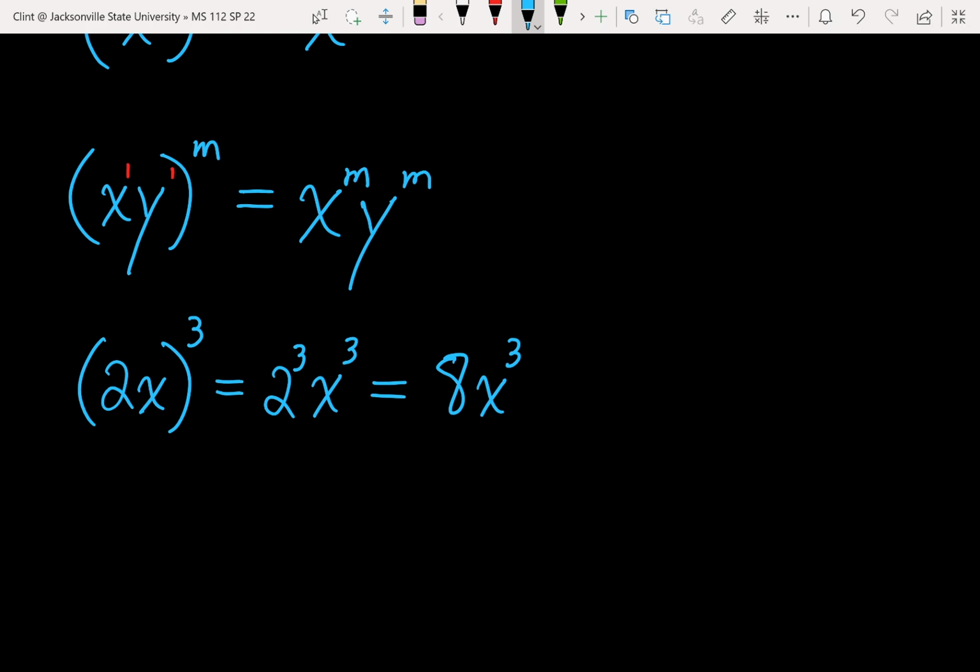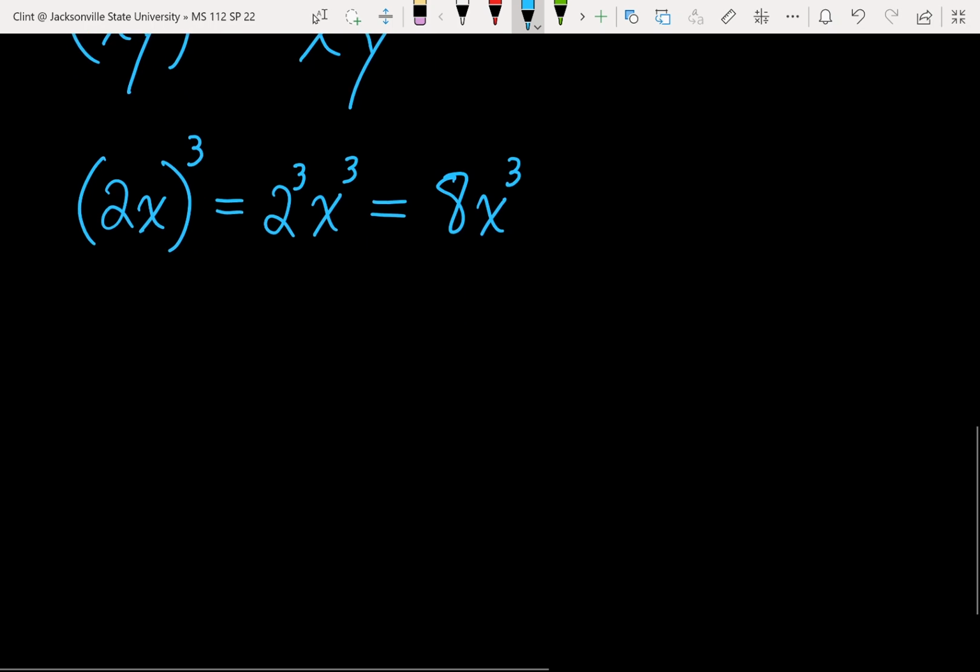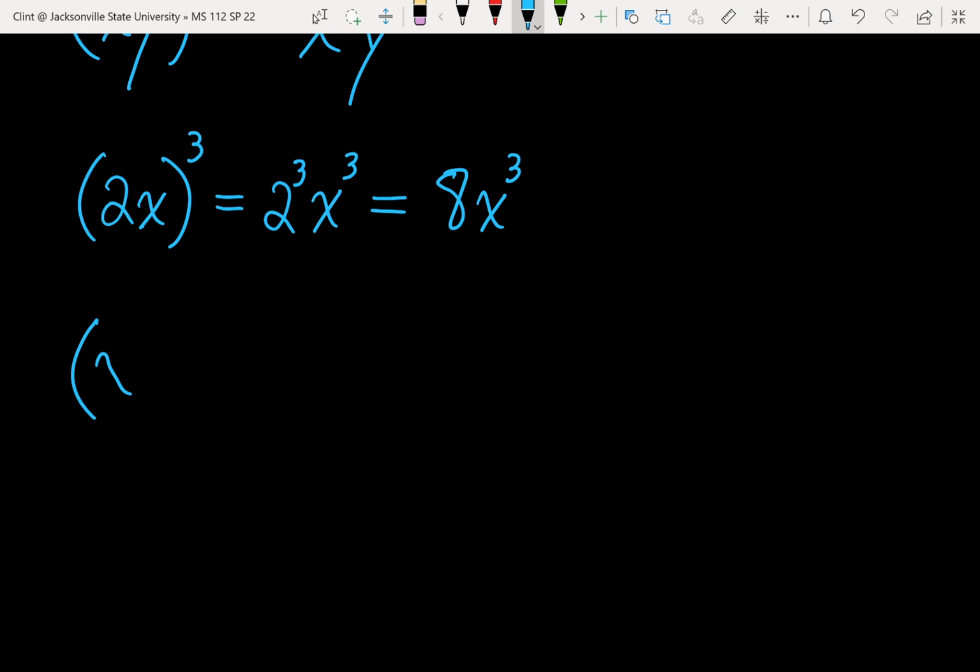Another place where you have to be a little bit careful is this rule: it applies if the thing inside the parentheses is a product, if everything's multiplied together. You can't just raise both to the power when you have a sum or a difference in it. So if we have x plus y, not times, then that is not x to the m plus y to the m.